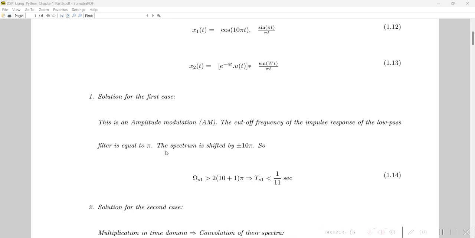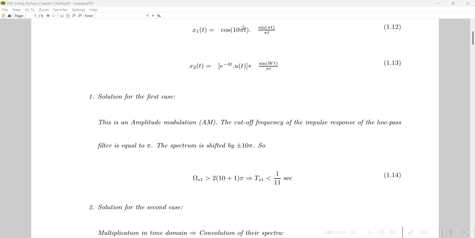special in English talking. Anyhow, the spectrum is shifted by plus minus 10 pi. Why? Because it's a cosine. It has 2 Dirac in the relevant frequencies, plus minus 10. Okay? So, omega S1 should be greater than 2 times 10 plus 1 times P or pi.